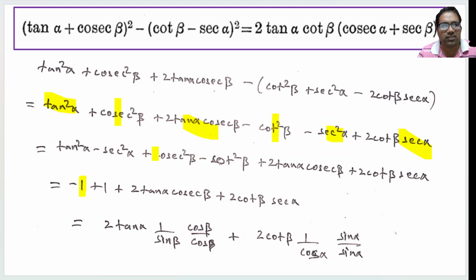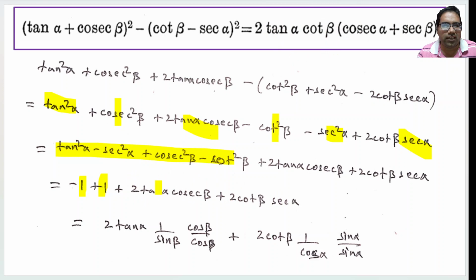Then this part, cosecant square beta minus cot square beta, is anyway 1. So these two will cancel. Then 2 tan alpha cosecant beta plus 2 cot beta secant alpha. This entire part is getting cancelled, and this is minus 1 plus 1, which is getting cancelled. We will be left with these two terms only. These two terms we have to convert into this format.